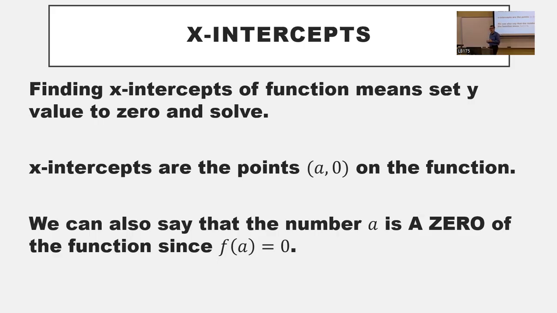Another term that we can use that's kind of synonymous but not exactly the same as x-intercept is a 0 of the function. A 0 of the function is a number that you plug in to the function and you get out 0. So a is a 0 of the function if f of a is equal to 0. And if a is a real number, then this is also telling us that that's where an x-intercept is.